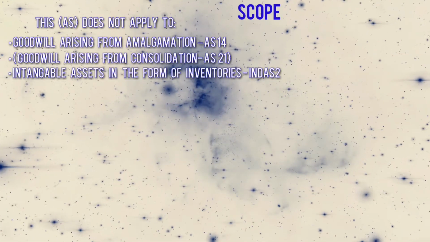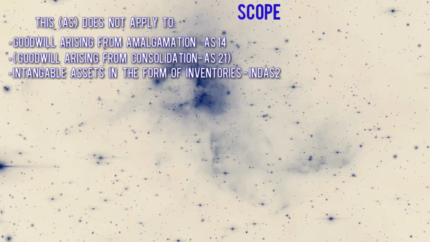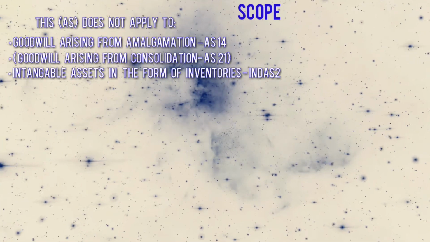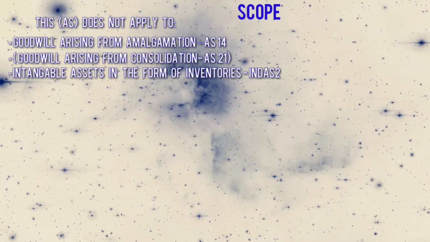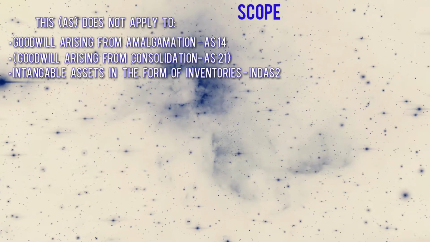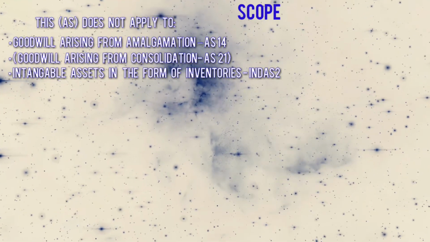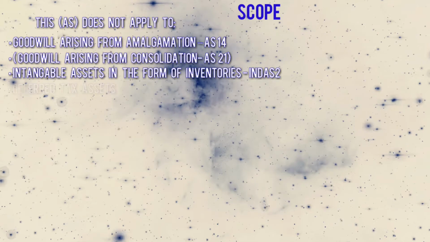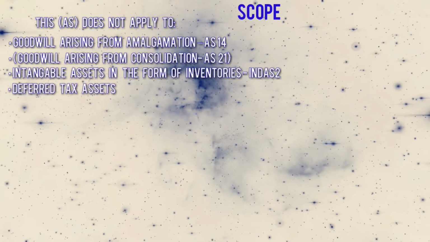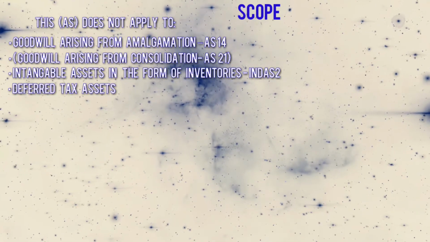Second thing, inventory. For example, if we maintain stock of intangible assets for sale as a part of ordinary course of business, we can treat it as inventory. So its treatment is related with Ind AS 2. Thirdly, the standard is not applicable to deferred tax assets.